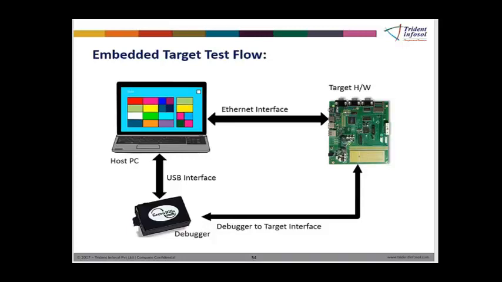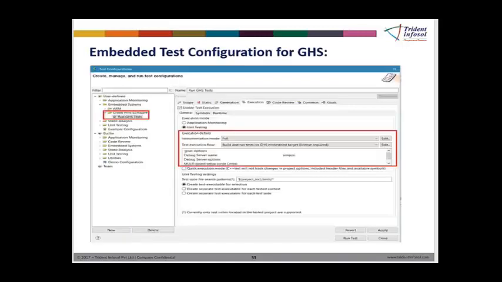Hardware is interfaced with the debugger as well as the host PC. The host PC contains the development IDE and Parasoft C++test. This is the example configuration of embedded testing for IAR and Green Hills IDE. So I'll be showing a small video clip for embedded testing in Parasoft C++test.